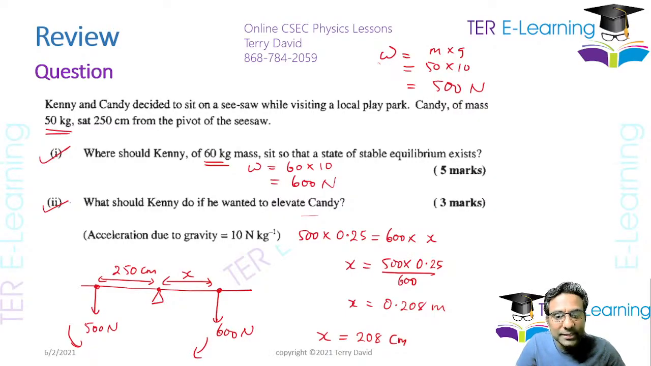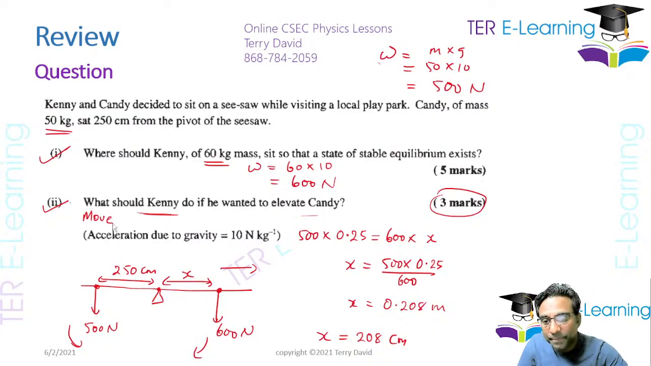Now, I want you all to get into the habit of looking to see how many marks they're giving you for these things. So for this part here, they're giving you 3 marks. They said, what should he do? All he needs to do is to move further away from the pivot. So that's your answer. Move further away from the pivot. That's what he needs to do.